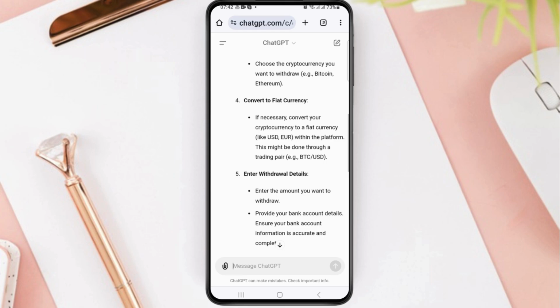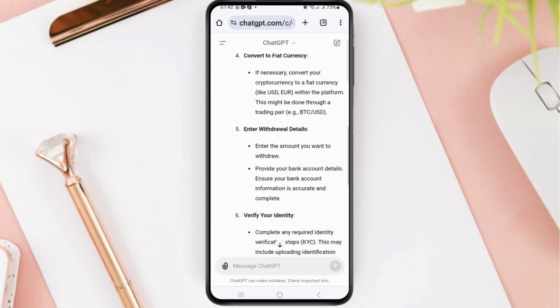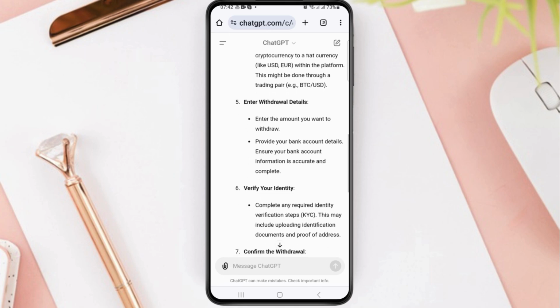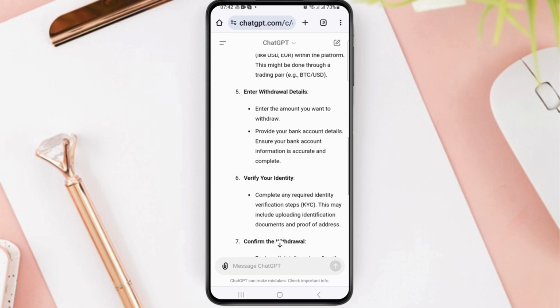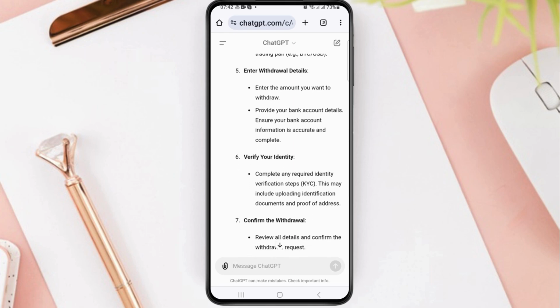If necessary, you can convert your cryptocurrency to a fiat currency within the platform. This might be done through a trading pair. After that, you have to enter the amount that you would like to withdraw. You can provide your bank account details, and you can ensure your bank account information is accurate and complete.